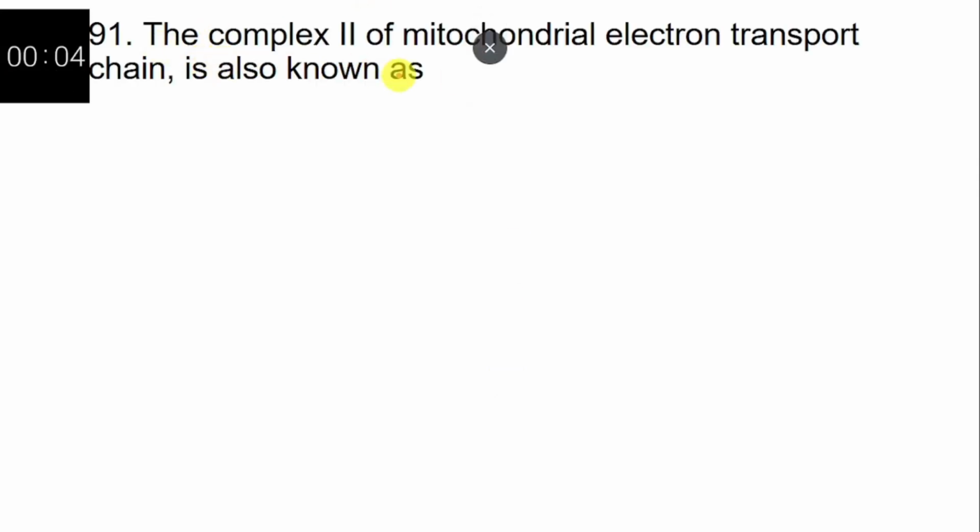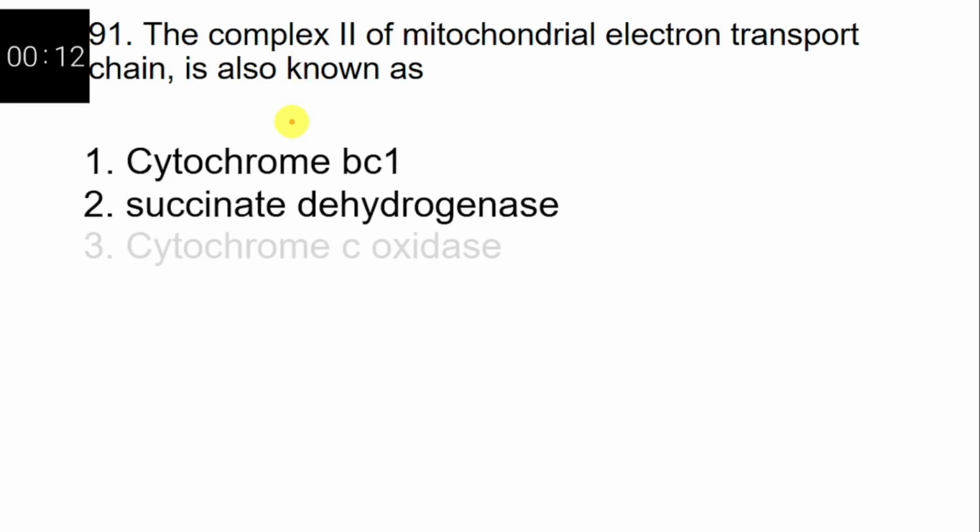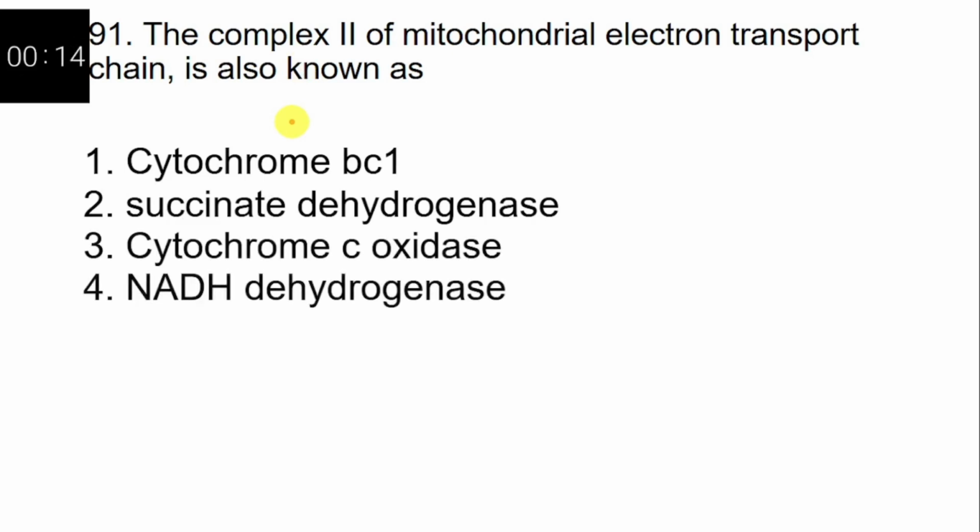Complex 2 of the mitochondrial electron transport chain is also known as succinate dehydrogenase. Option 2 is the right answer. This is the answer. So we did it in 20 seconds.